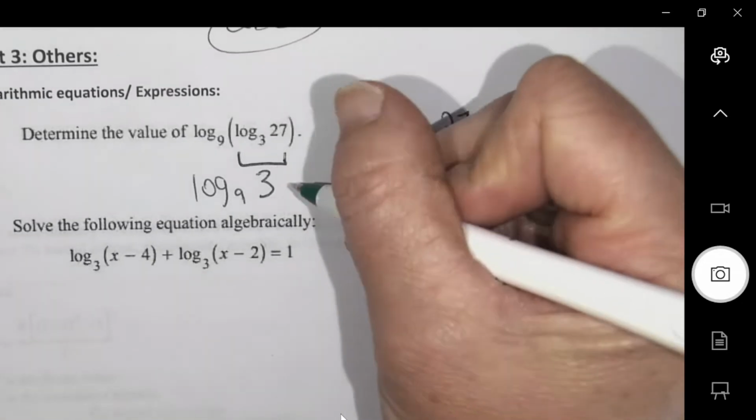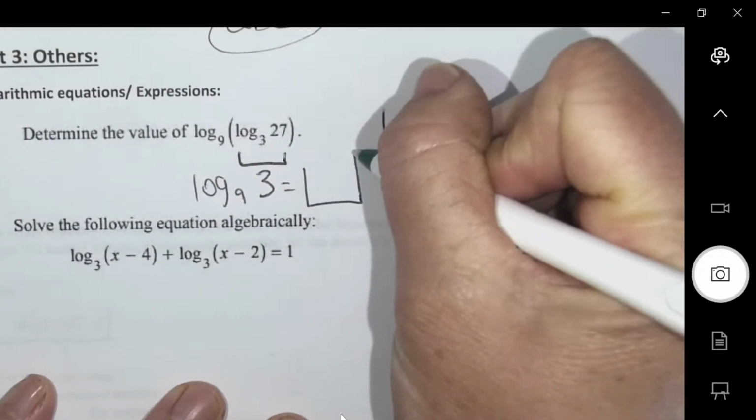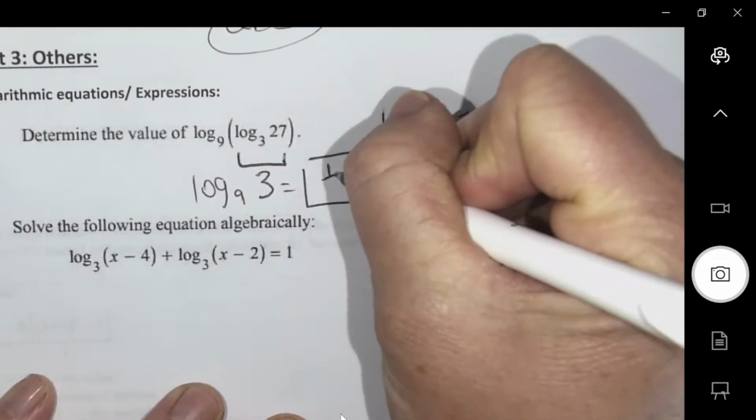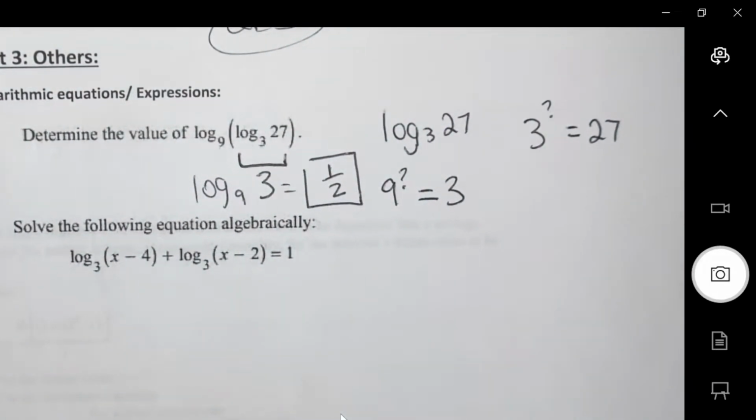And what does this equal then? A half. Yep, because the square root of 9 is 3, and when we take a square root, it's the same as the exponent a half, right? Okay.